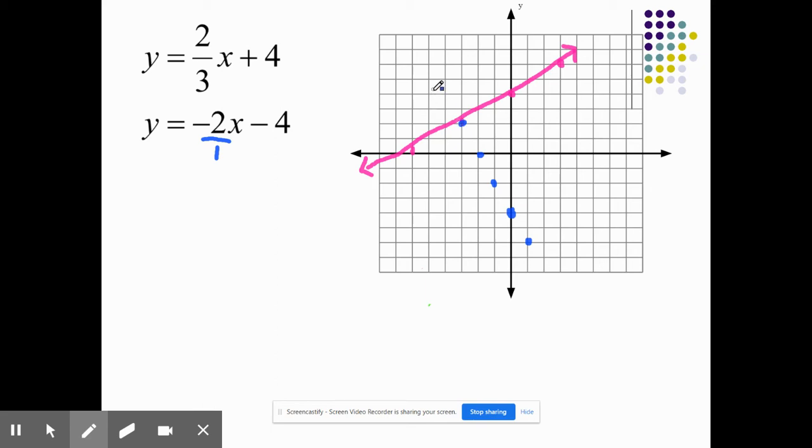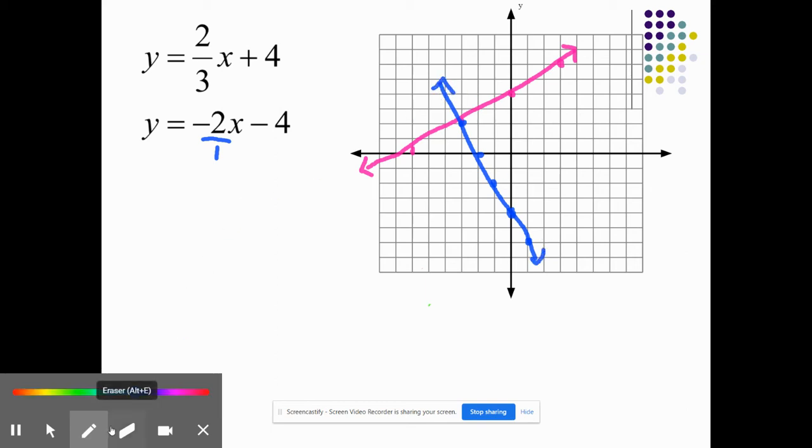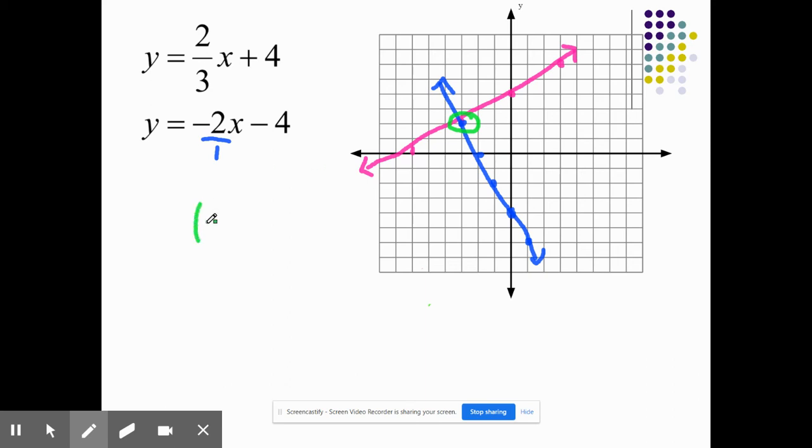You can see right there, that's the point that they share. So you see now, if you take a look, where do these two lines intersect? They intersect right here at this point. So my solution to the system is -3, and the y value is 2.